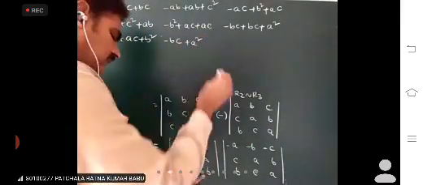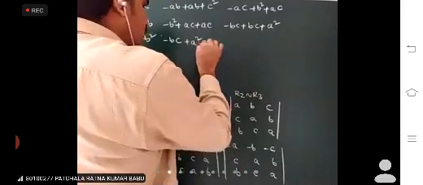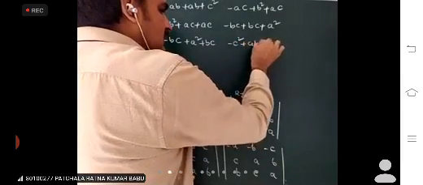Multiplying the A with A, we get A into A squared. Multiplying the B with C, we get B into C, BC. Multiplying the third row with third column, we get C into minus C squared, plus A into B, AB, plus B into A, AB.